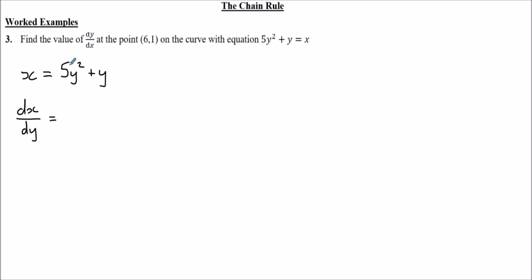So the power of y will come to the front, just as we're used to doing with powers of x. But because we're differentiating in terms of y, it's now these powers of y that will change. So 5 multiplied by 2 gives us 10, y squared becomes just 1y, and y differentiates to just 1. So therefore, dy by dx will be 1 over 10y plus 1.